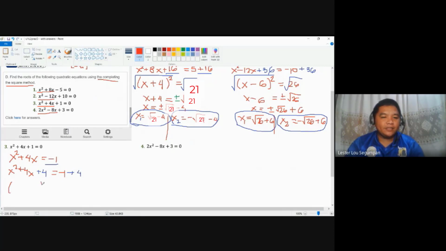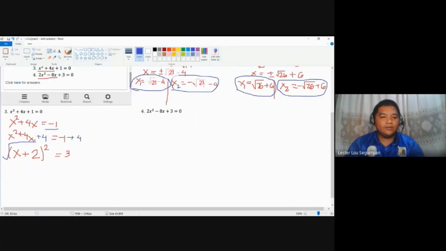This could be expressed as the square of a binomial. Square root of x squared is x. Square root of 4 is positive and negative 2. But which sign will be used? The sign of the second term, positive. Then you square it. The other side will result to 3. Then we take the root of both sides. Same process. Don't forget the positive and negative value here. So you have x plus 2 is equal to positive and negative square root of 3. And then x is positive and negative square root of 3 minus 2, when we subtract both sides by 2.